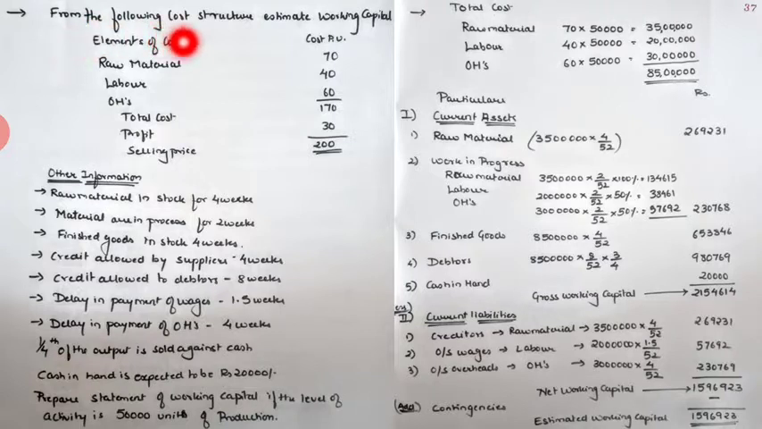From the following cost structure, estimate working capital. So what is given? Elements of cost and cost per unit are given. What are the elements of cost? Raw material is 70 rupees per unit, labor is 40 rupees per unit, overheads is 60 rupees per unit. Then total cost is 170 rupees, profit is 30 rupees per unit, and the selling price is 200 rupees per unit. So this is the basic cost structure given to us.